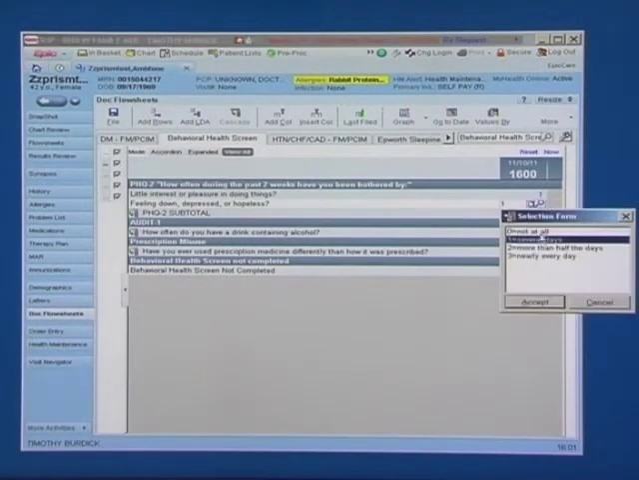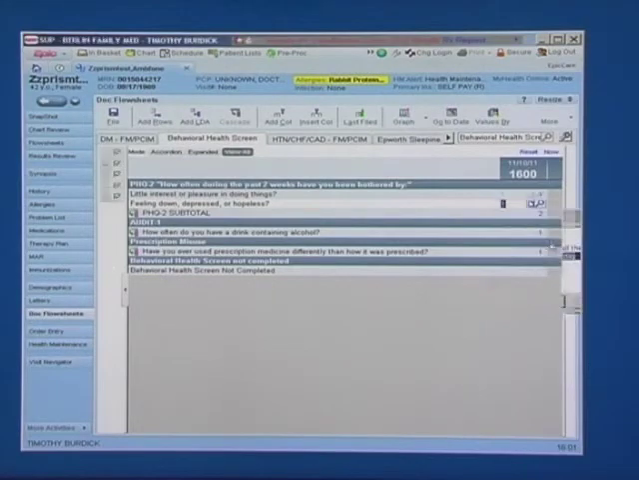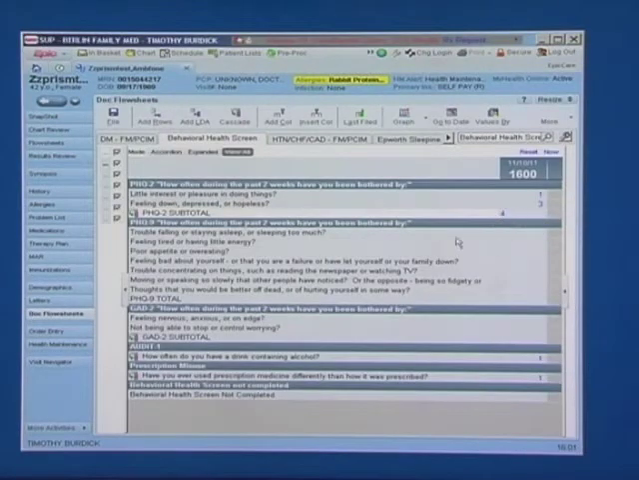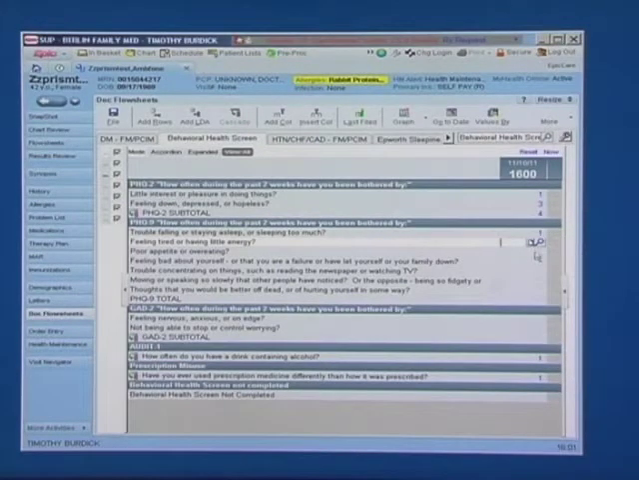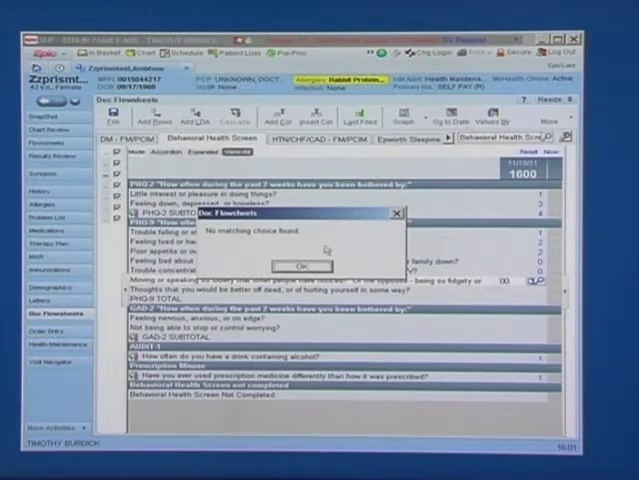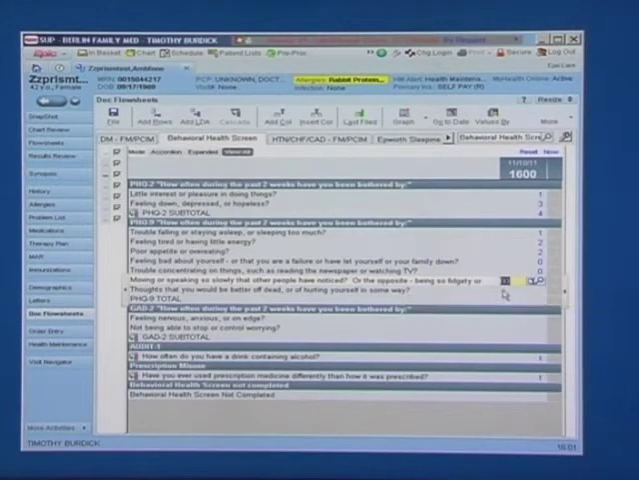If the PHQ-2 score reaches a total of 4 or higher, the screening tool automatically opens up an additional set of questions for the entire PHQ-9. The rooming staff would then come in, complete these additional items, and work their way through. And get a total PHQ score for PHQ-9.